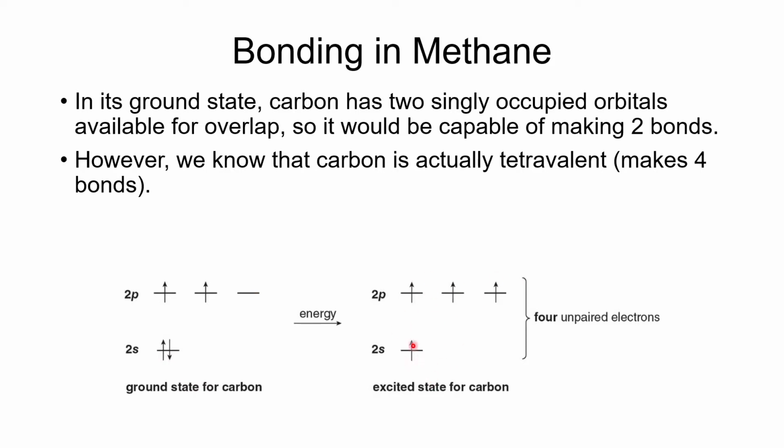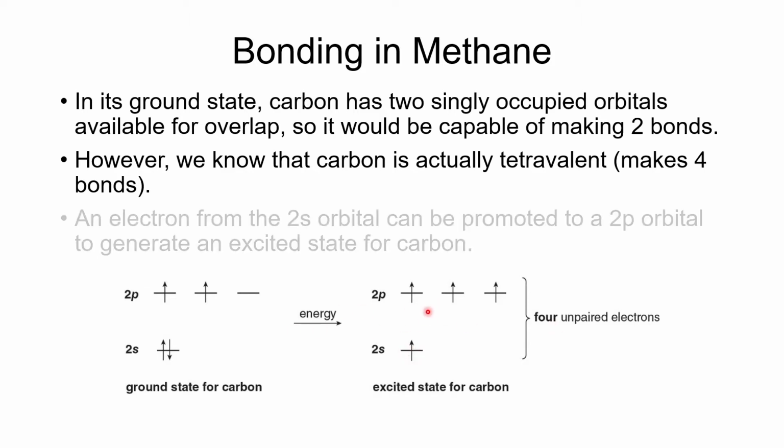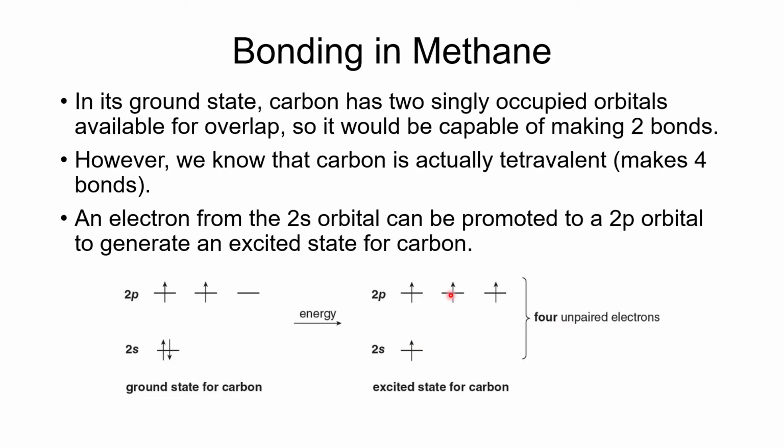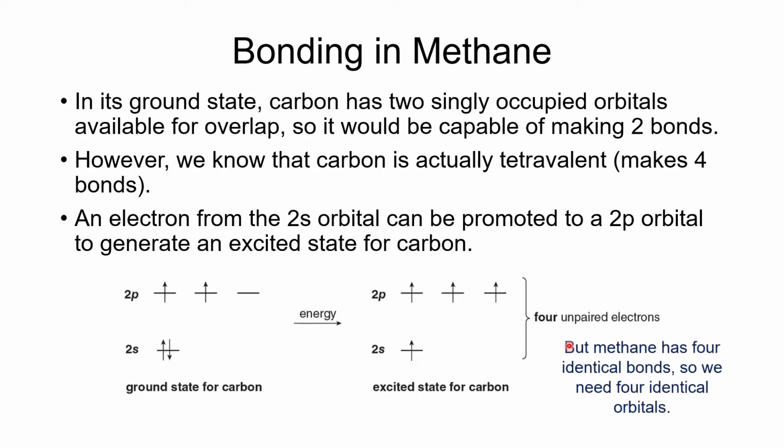And when we do, we now have 4 singly occupied orbitals, 4 unpaired electrons, which means that we can make 4 bonds. However, if we look, these orbitals are not equivalent in energy. And if we were to make a molecule using these orbitals, we would find that we would have one bond that is significantly different than the other 3 bonds. Well, that is not the case with methane. And with methane, all 4 of the bonds are identical. So that's just talking about the promoting up. So we'll find that in methane, we've got 4 identical bonds.